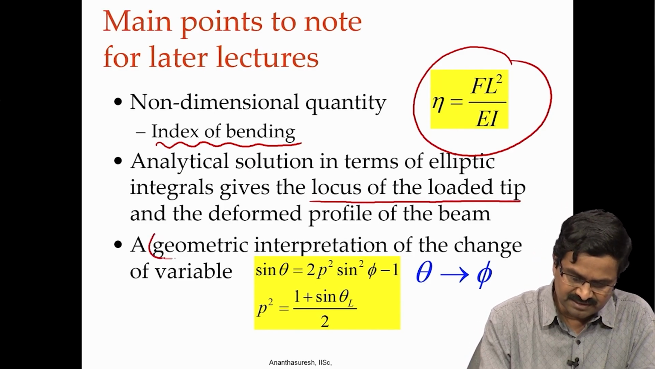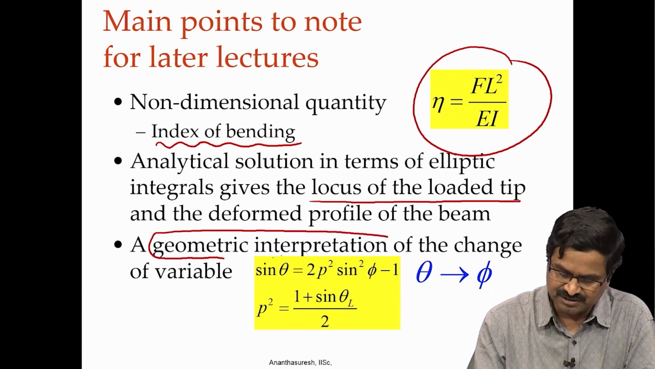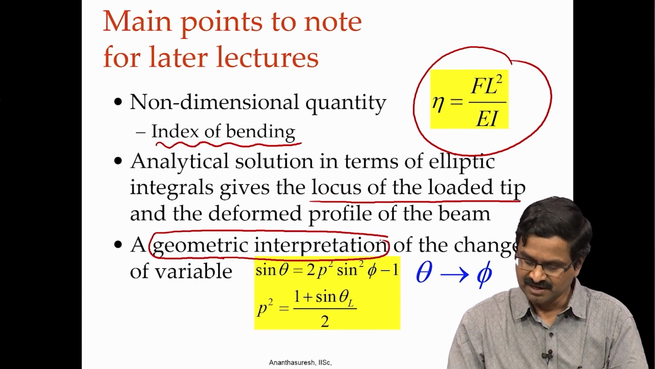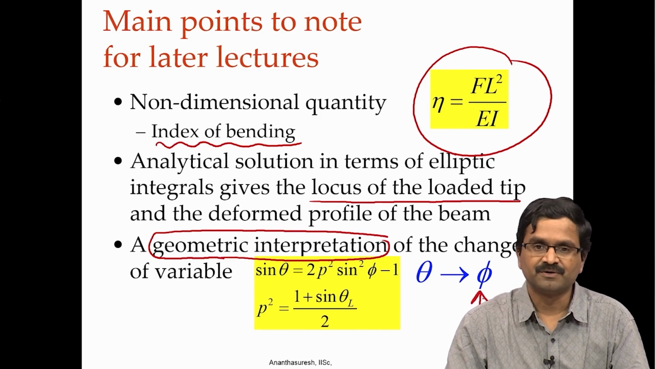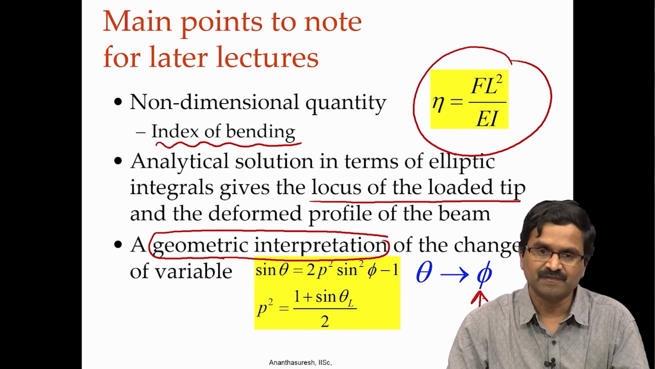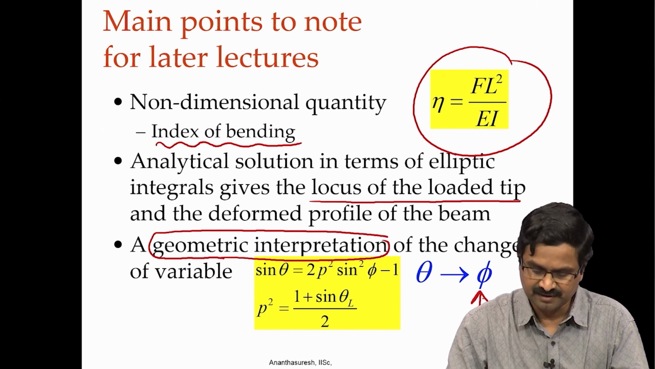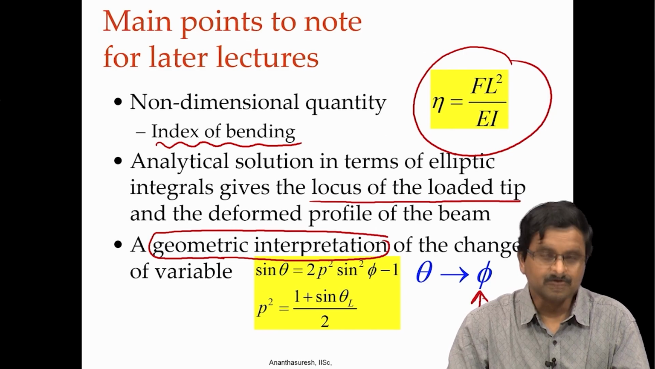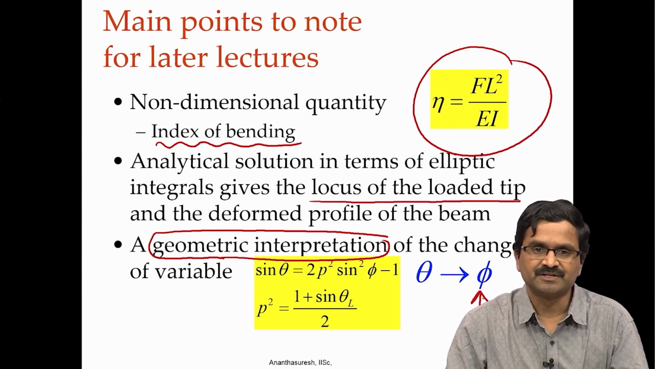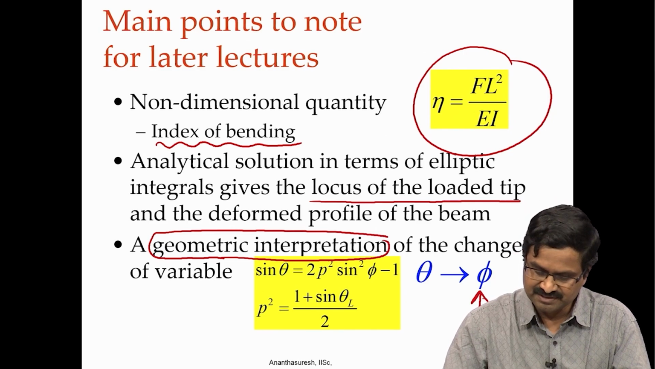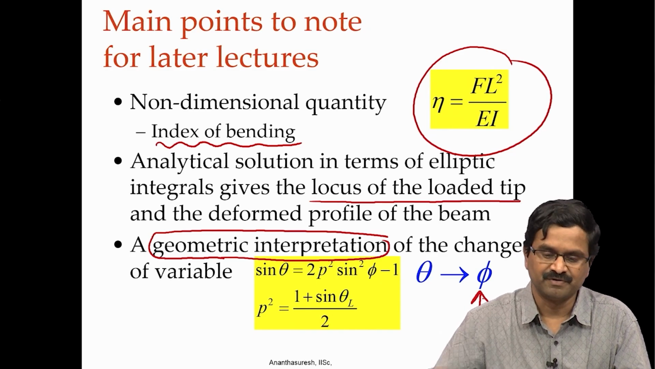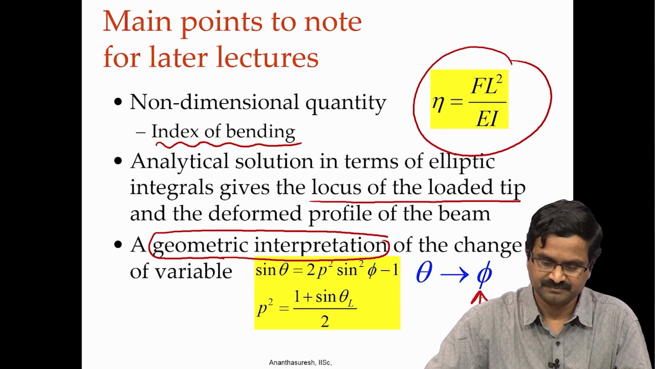And one more thing that we will also look at is the geometric interpretation of the change of variable. It is not just a mathematical convenience, this phi plays a very important role in solving other beam problems, cantilever beam with multiple loads, or a vertical beam like a column buckling, and also beams under different boundary conditions, fixed and so forth, which we will revisit by describing this geometric interpretation of the change of variable.